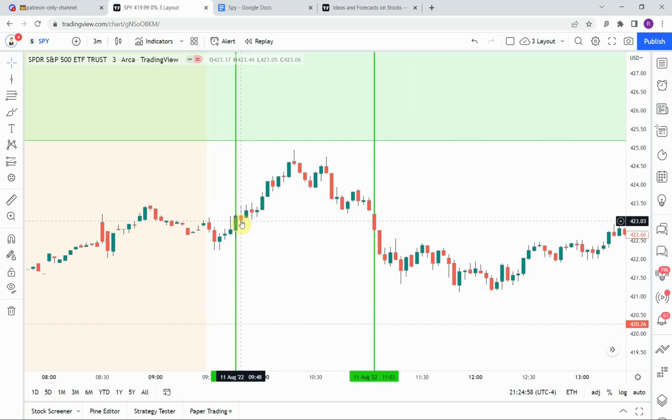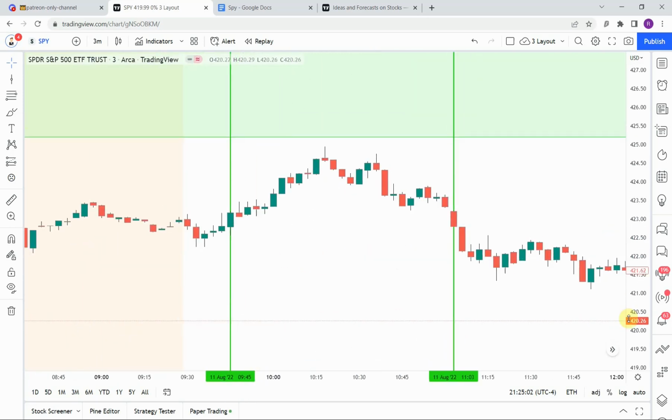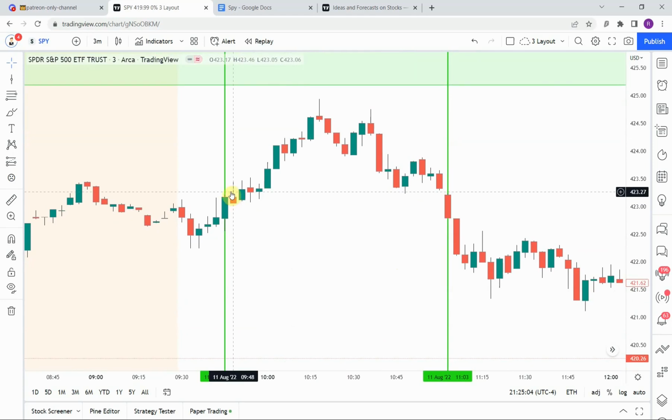We very quickly started to pull back here. What I wanted was a break of the high of this candle, and a really nice push to the upside and continuation.